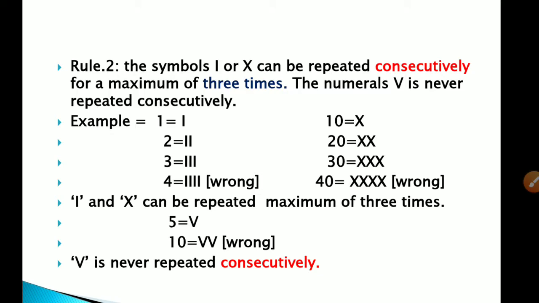Now see the examples carefully. Example number 1. If I want to write number 1, I will write a single I. For number 2, 2 I. For number 3, 3 I. For number 4, 4 I? No, it's wrong. For number 4, we will not write 4 I. Why? Because I and X can be repeated a maximum of 3 times. We cannot use I or X 4 times. We can write only a maximum of 3 times.